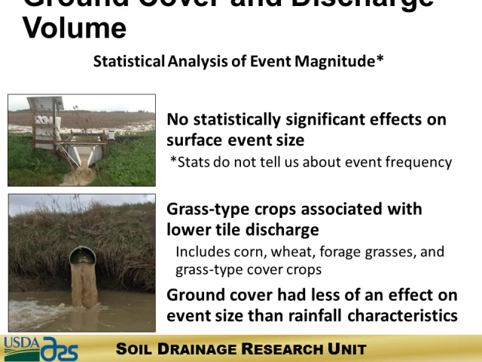And that effect was stronger than for our legume-based crops. We also looked at soybeans and clover. While they also reduced tile discharge, it wasn't as strong of an effect, and that's where we talk about this relative statistical amount. Our grass-type crops really were associated with lower tile discharge. So what this tells us is that if you want to reduce your tile flow, something like a grass cover crop might be your best bet. And because we're ranking all of these effects, we could also see the ground cover has less of an effect on the size of discharge events compared to rainfall characteristics.